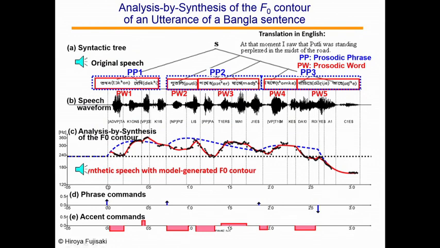Once I put the phrase command, the blue line comes, which is the phrase command. And the black straight line is the baseline, and after putting in the accent command, you see the red line is generated. This red line is the synthesized F0 contour. If the synthesized F0 contour is embedded on the original speech, let us see how the synthesized speech sounds. So, there is no difference between the synthesized contour and the original contour.